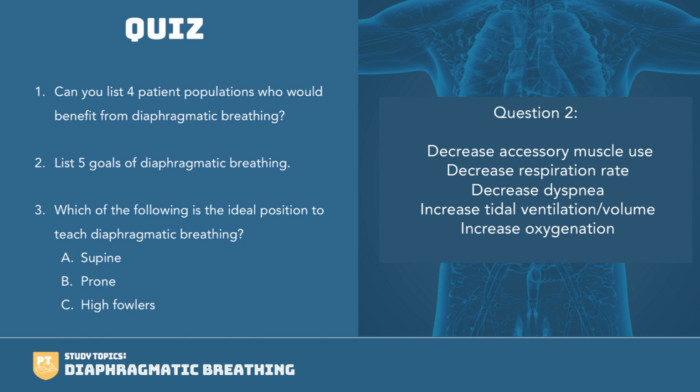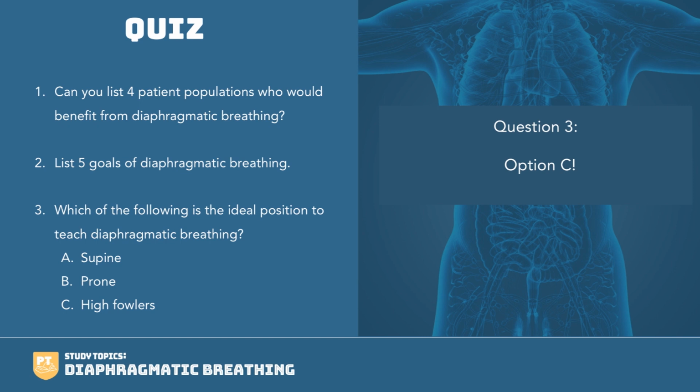And what about 3? How did you do with this one? The correct answer is C, high Fowler's position. Now remember, the diaphragm works optimally when the individual is sitting upright. So this technique may be taught in supine if the patient is quite deconditioned or cannot sit upright, but ultimately the ideal position is in high Fowler's.